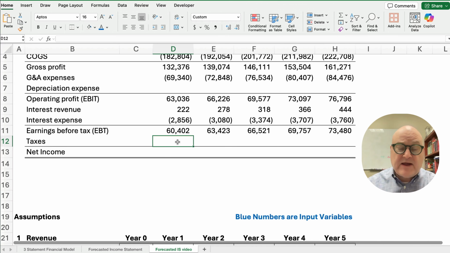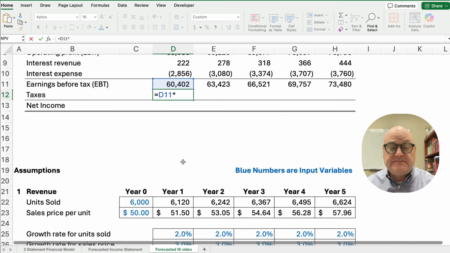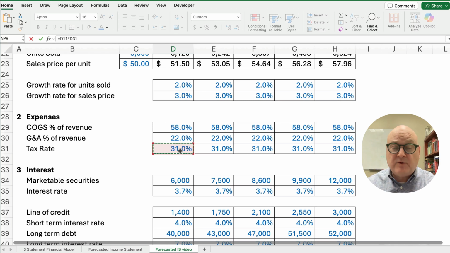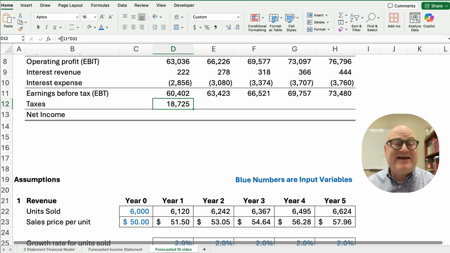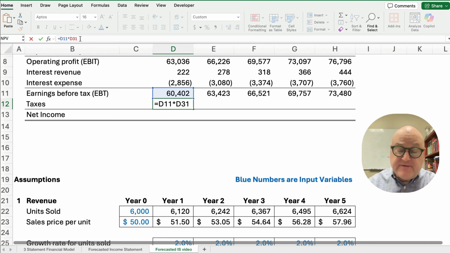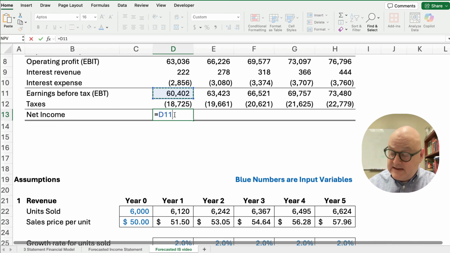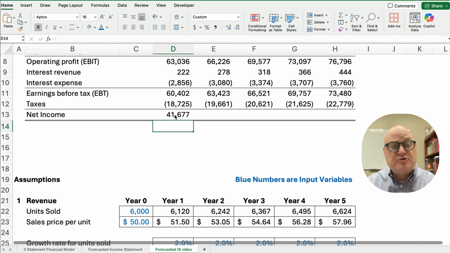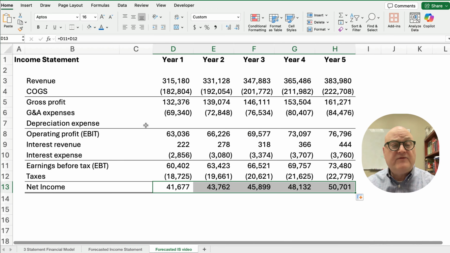Now we'll have taxes. We have a tax rate. I'm going to take the 60,000 times the tax rate, and we're assuming 31% is our tax rate. So we'll take the 18,000. We need to make it negative, so I'll put a negative in front of that little formula. And so therefore we're paying 18,000. Then I'm going to take the 60 plus the negative 18, so that's the subtraction. We get 41,677 and then all the way across. Now we're almost finished with our income statement.